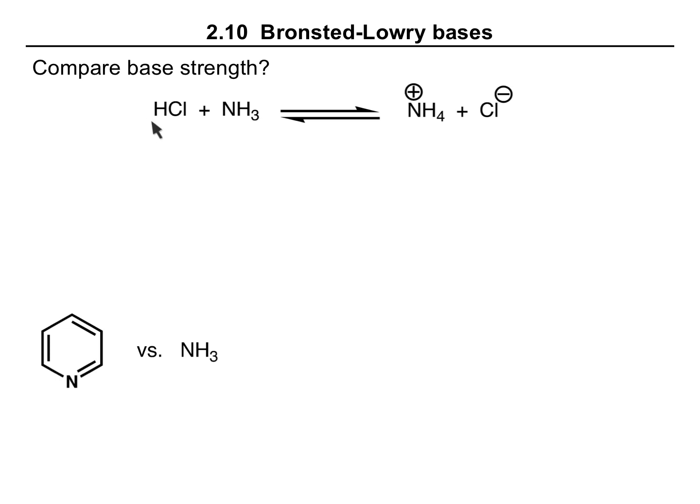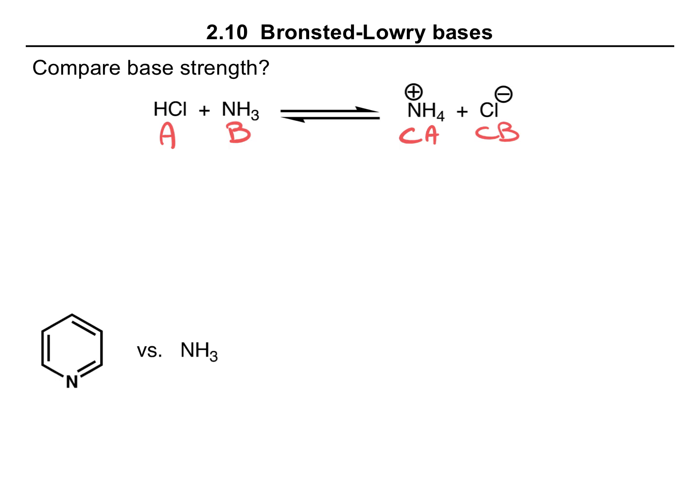So let's take a look at this reaction, for example. We have hydrochloric acid reacting with ammonia to form the ammonium ion and chloride. So in the forward direction, we know that this is our acid because this is going to lose the proton. And we know that this is our base. Ammonia is going to grab the proton to form the ammonium ion. In the reverse direction, so now we're thinking about ammonium plus chloride reacting to form HCl plus ammonia, now this one is the acid and this one is the base. So we call this our conjugate acid and our conjugate base.